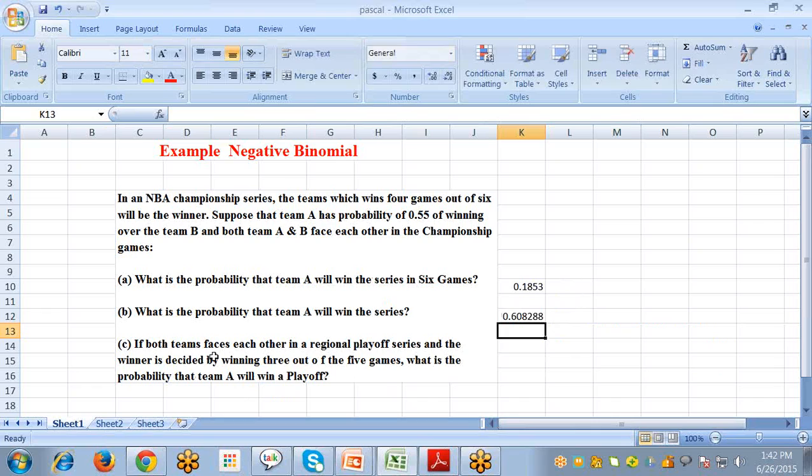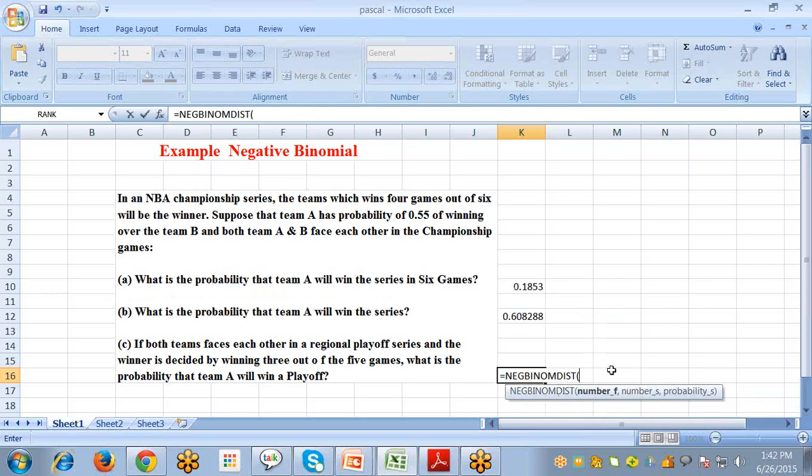Then the last question: if both teams face each other in a regional playoff series and the winner is decided by winning 3 out of the 5 games, what is the probability? Just like before, the probability of winning the playoff for team A is that it loses between 0 and 2 matches. So the formula will use the negative binomial distribution, and the sum of the probabilities of 0 to 2 will be the answer for this question.